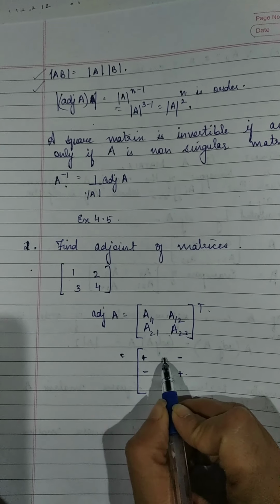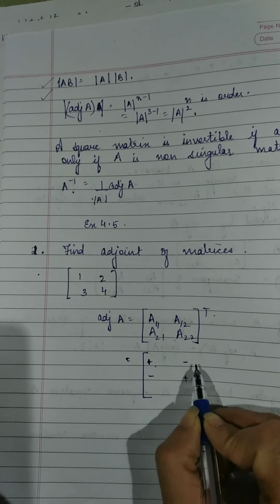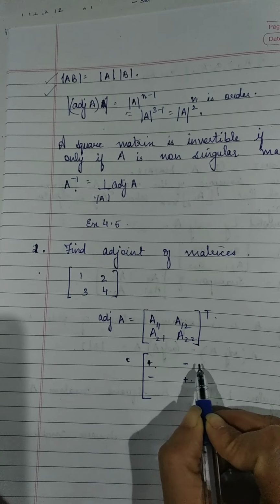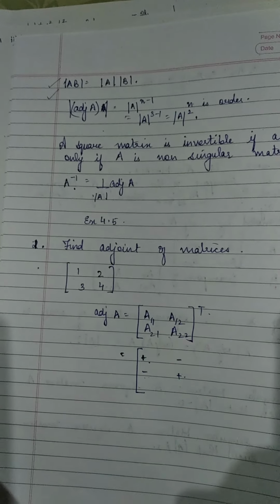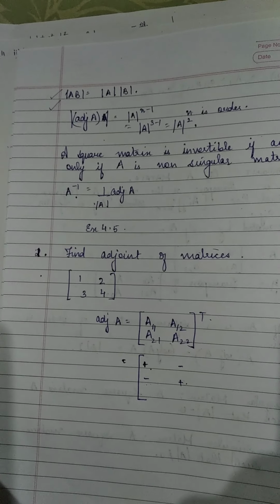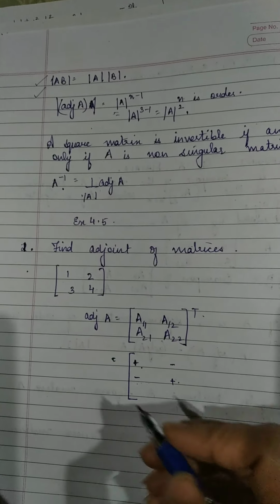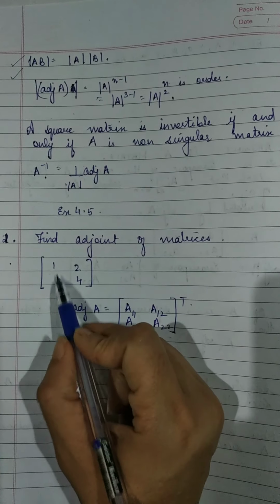Because this is A11, 1 plus 1 is 2, so that will give minus 1 to the power 2, which will be positive. This will be 1 plus 2, 3, minus 1 to the power 3 will be negative. Likewise, A21, 2 plus 1 will be 3. So minus 1 to the power 3 will be again negative, and this will be positive. So what is minor of element 1? Eliminate.